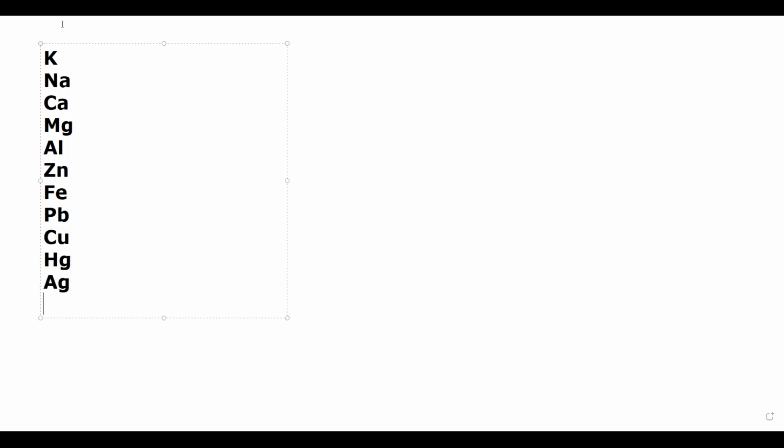Extracting the metal from their oxides, the technique which we can use depends on the reactivity series. So again, you have to learn the reactivity series. According to the reactivity series, we have potassium, sodium, calcium, magnesium, aluminium, zinc, iron, lead, copper, mercury, silver, gold, and platinum.